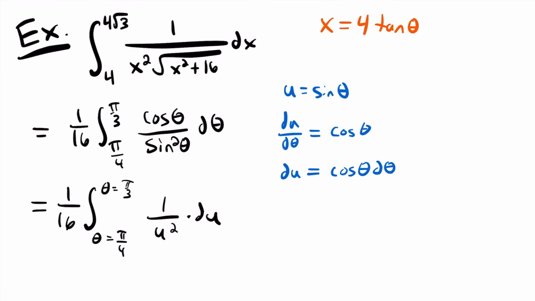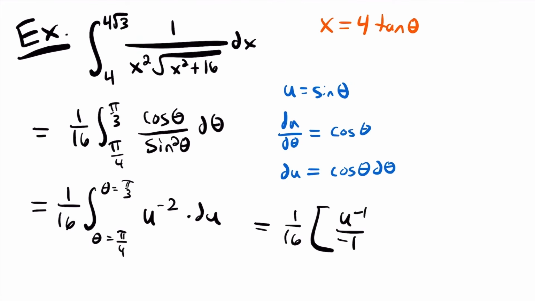So now 1 divided by u squared is the same as u to the negative second power, right? If we move that to the numerator, the exponent will become negative. And then if we integrate that using the power rule of integration, we'll add 1 to the exponent and then divide by that new exponent. So this is equal to 1/16 times u to the negative first power divided by negative 1, evaluated from theta is equal to pi divided by 4 to theta is equal to pi divided by 3.